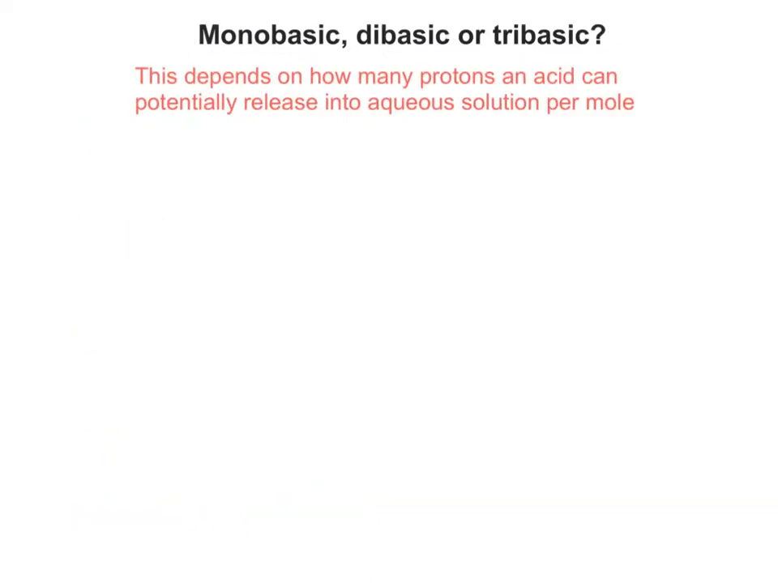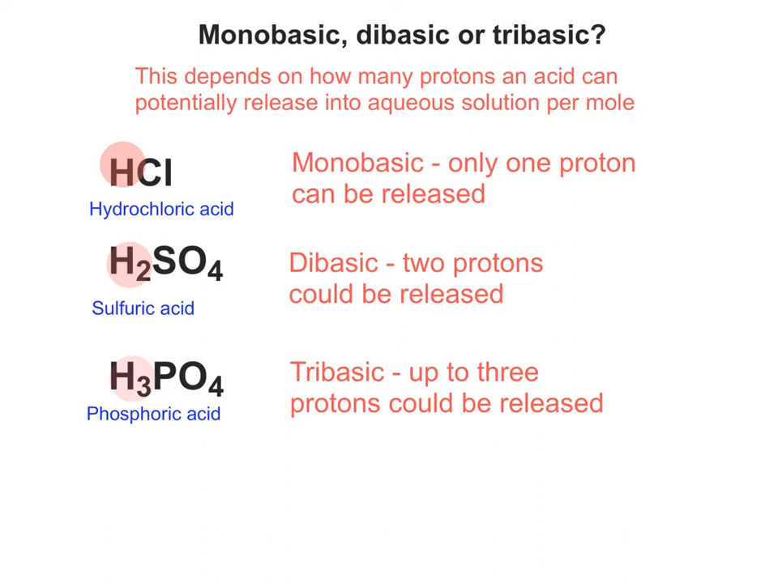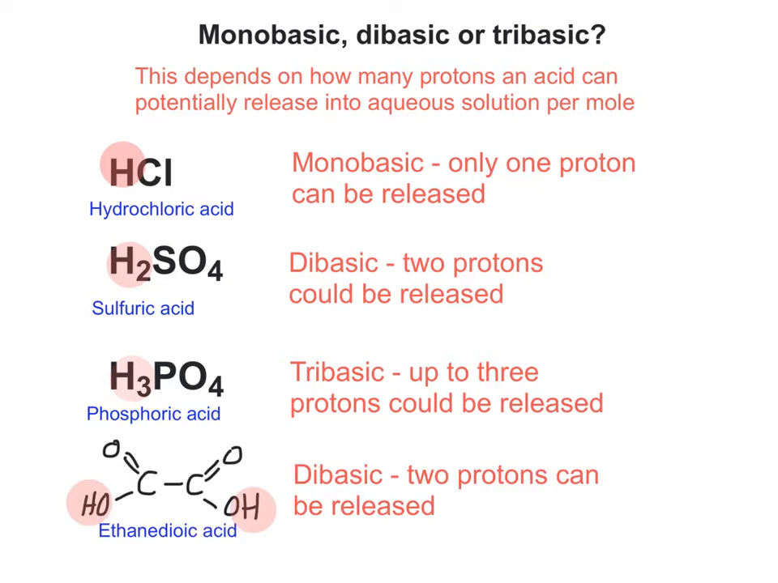So when deciding whether an acid is monobasic, dibasic or tribasic, you need to think about how many protons an acid can potentially release into aqueous solution per mole. So looking at these three examples, HCl is obviously monobasic. If we were to look at sulfuric acid, that's dibasic. And phosphoric acid is obviously tribasic because it's got 3 possible protons it could release. And looking at an organic acid like ethane dioic acid, this example would be dibasic because 2 protons can be released.